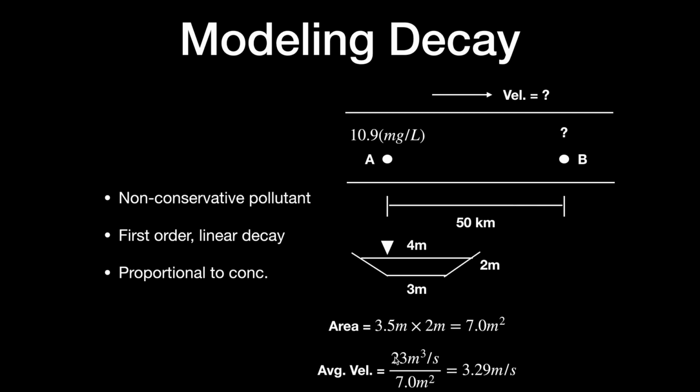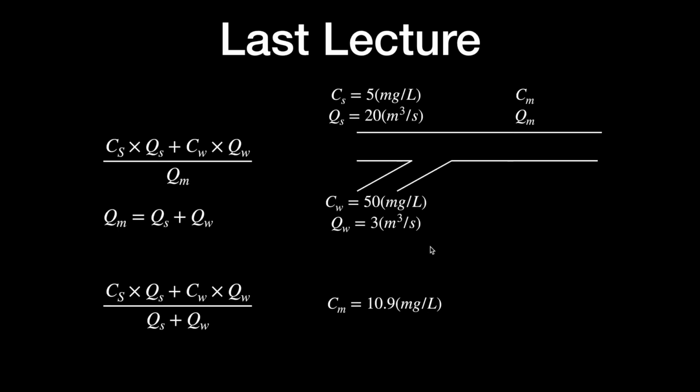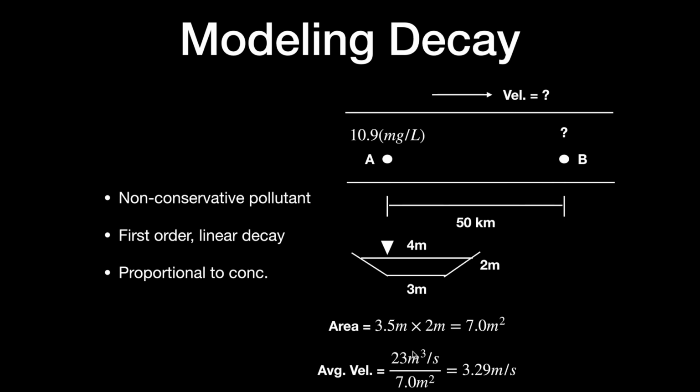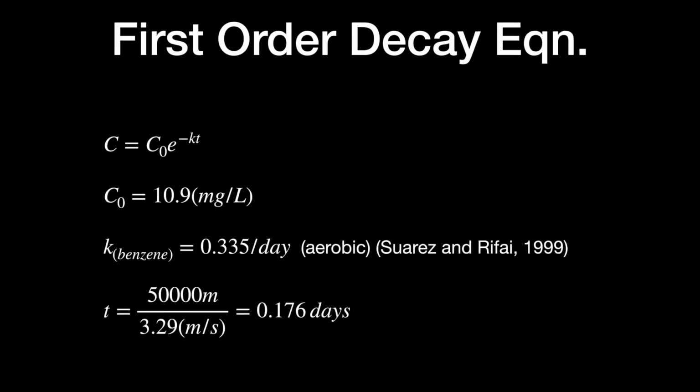And in this case, since we already know the volumetric flow rate from our previous example, we know that we had 20 cubic meters per second mixing with 3 cubic meters per second. So in total we have 23 cubic meters per second, right? And so if we divide our volumetric flow rate by the cross-sectional area, we can get a pretty good assumption of the average velocity. In this case, 3.3 meters per second.